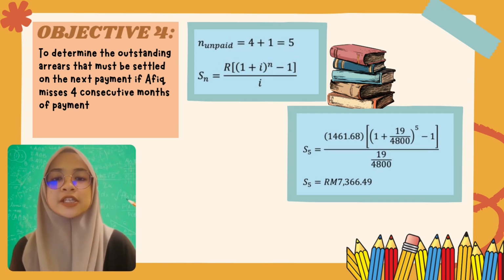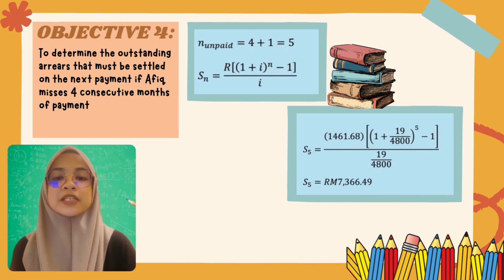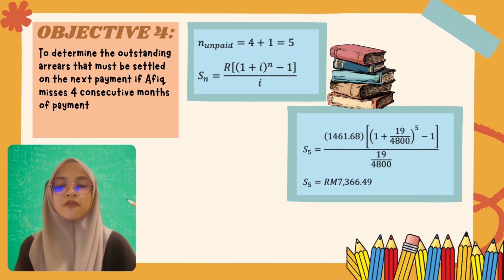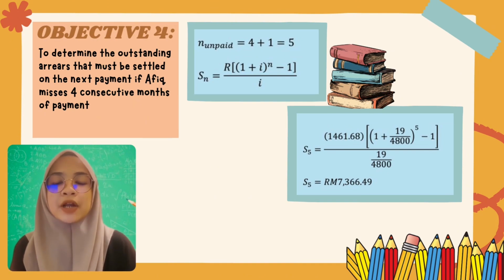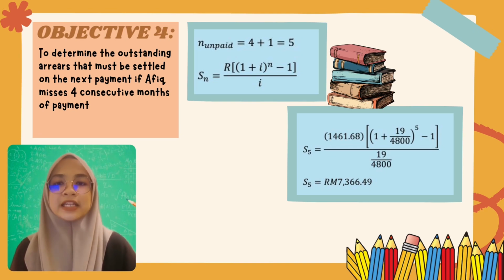Objective 4, to determine the outstanding arrears that must be settled on the next payment if Afiq misses 4 consecutive months of payment. N unpaid equals 4 plus 1 equals 5. The formula for S_n equals R in bracket (1 plus I) to the power of N minus 1, over I. For S5 equals 1,461 ringgit 68 cents in bracket (1 plus 19 over 4,800) to the power of 5 minus 1, over 19 over 4,800.